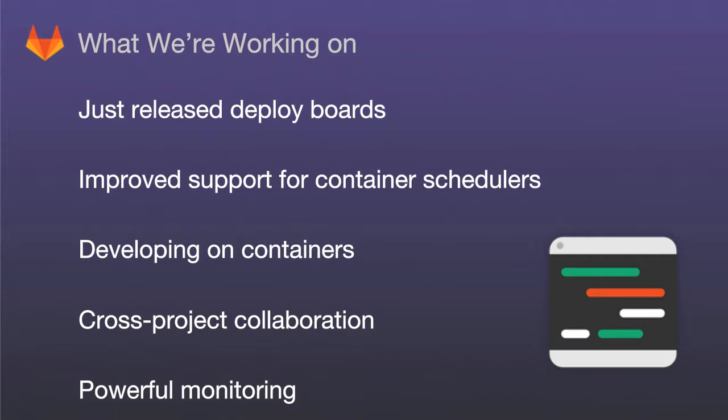But we're also working on improving our support for container schedulers. Right now, it's easy to deploy from GitLab to a container scheduler. We want to make it easy, not just to deploy, but also to maintain and upgrade applications in this environment. We want users to be able to develop on containers, not just to use them for staging and production. In GitLab 9.1, we'll be releasing canary deploys. And with GitLab 9.2, we'll ship cross-project collaboration and pipelines for CI and CD. We've already released powerful monitoring, but in the coming releases, we'll be increasing their functionality.